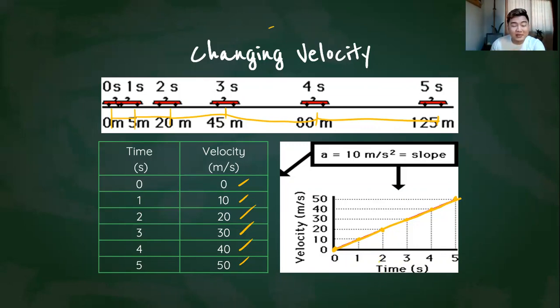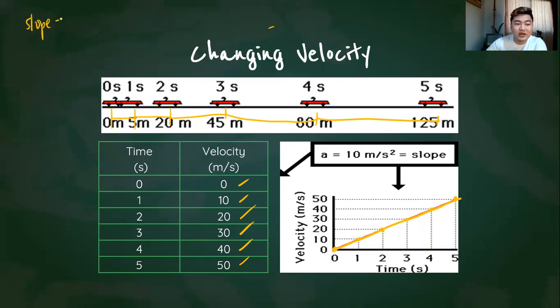In a velocity time graph, the slope tells us about the acceleration. So if we solve for the slope, as you can see, the graph is a straight line, which tells us that the slope is constant. And if the slope is constant, then acceleration is constant as well.